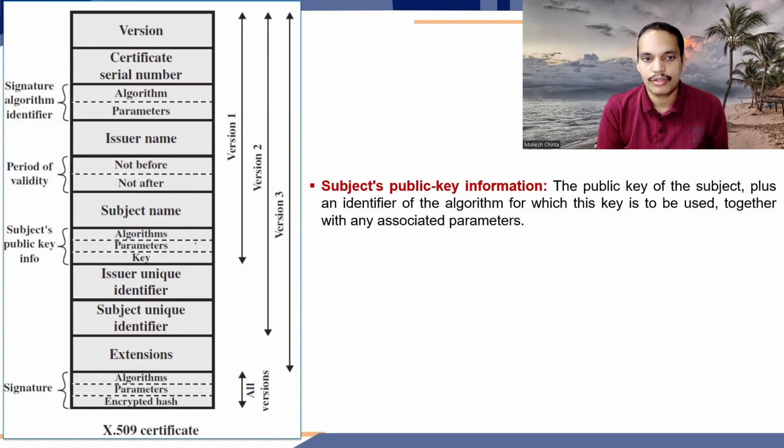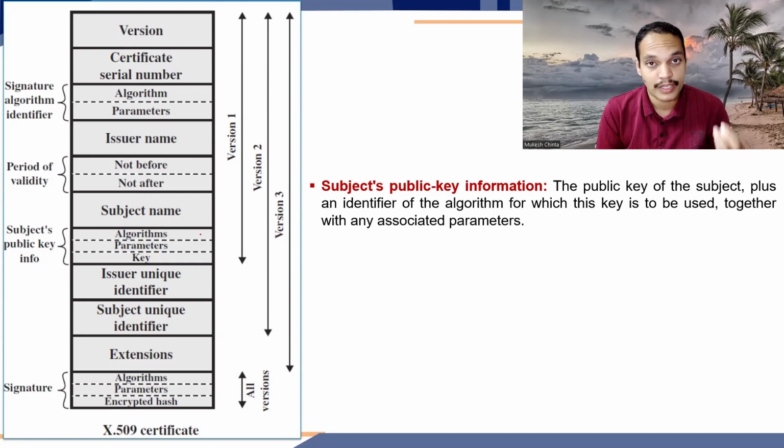That means this public key can be used for different algorithms. Let me put it in an easier manner. If I'm issuing the certificate, it can be used for RSA encryption, or I can use it for Diffie-Hellman, or I can use it for the ElGamal scheme. So my public key can have multiple usages.